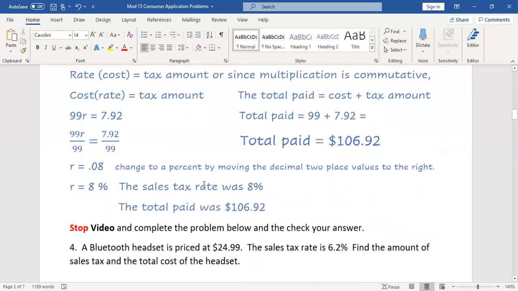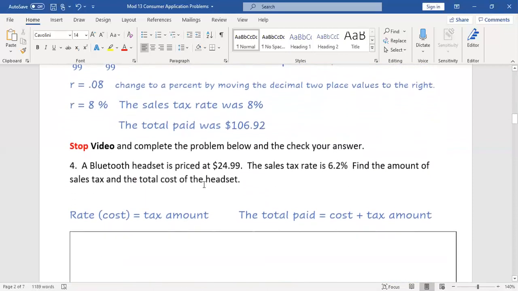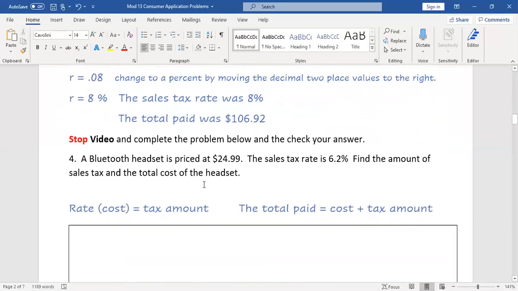So the problem that I have for you to do on your own is right below. A Bluetooth headset is priced at $24.99. The sales tax rate is 6.2%. Find the amount of sales tax and the total cost of the headset. So go ahead and stop the video and give this a try.